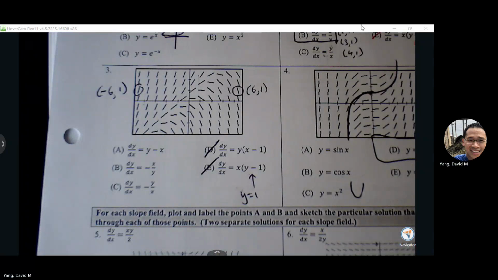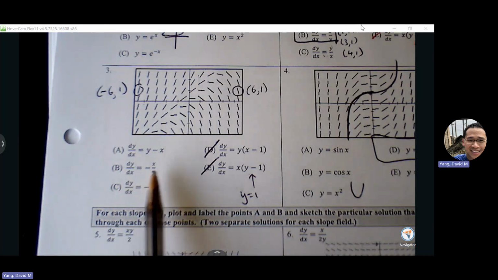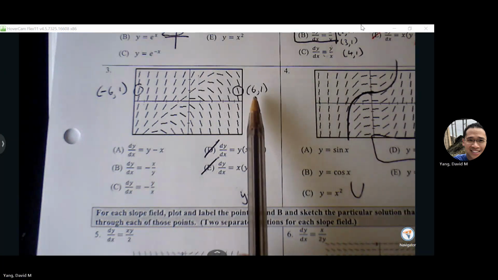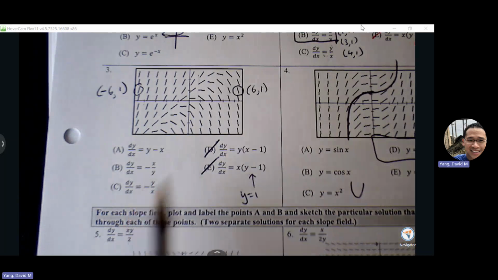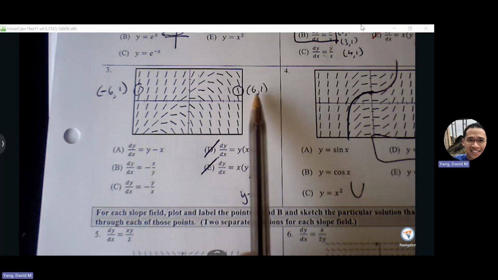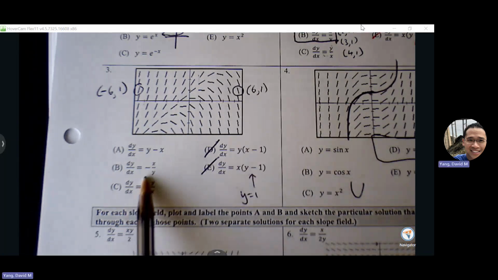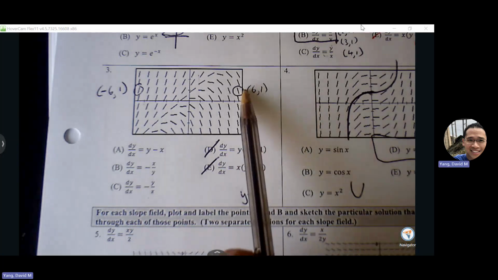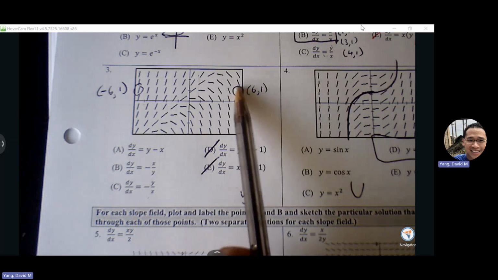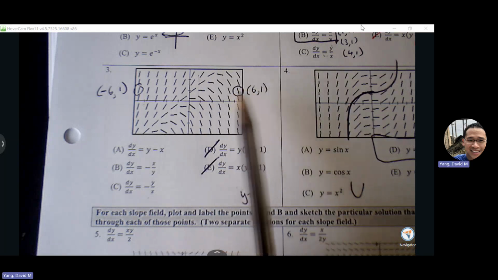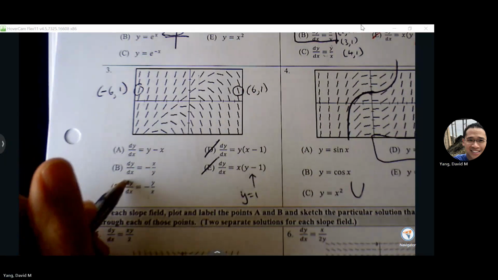I think B should be out as well, because if I were to insert 1 and 6 for y and x, I'll get -1/6. And -1/6 doesn't look like that, right? -1/6 looks more like a -5 or -6. So we know this one is out.